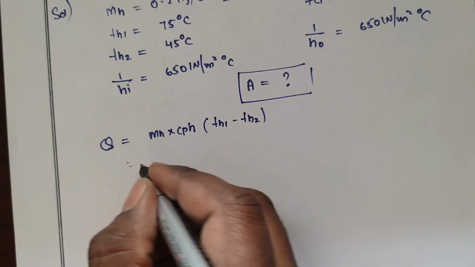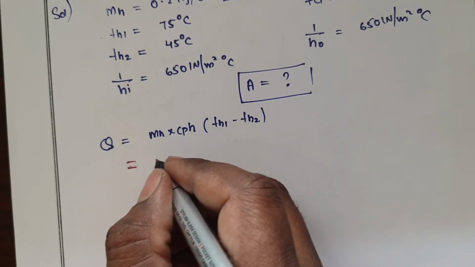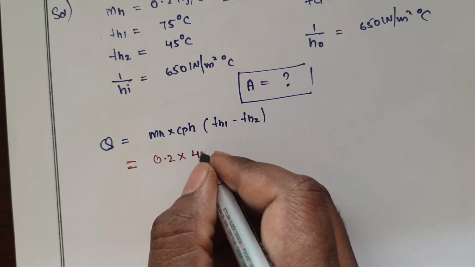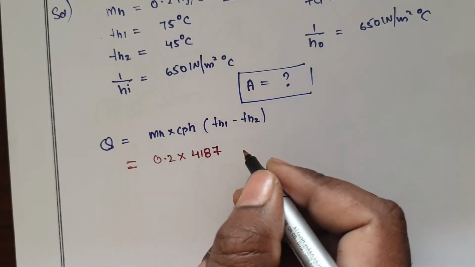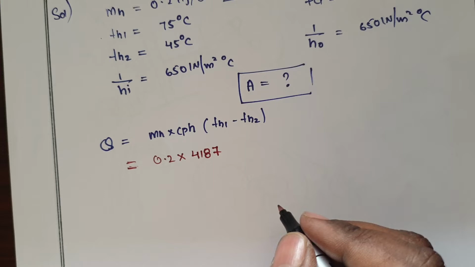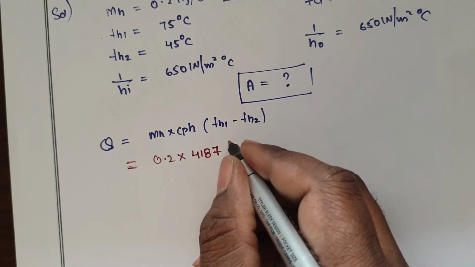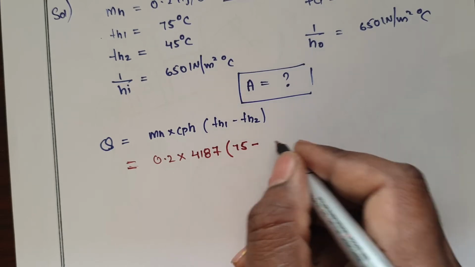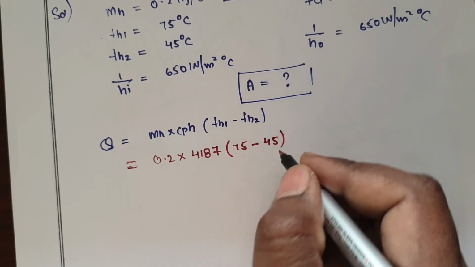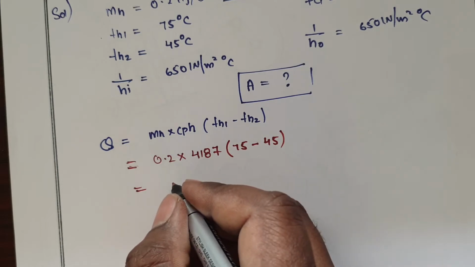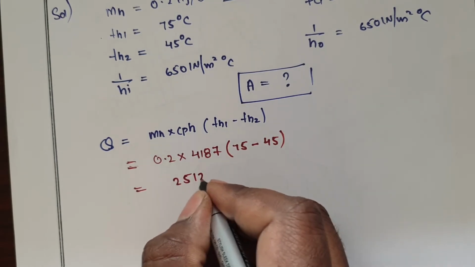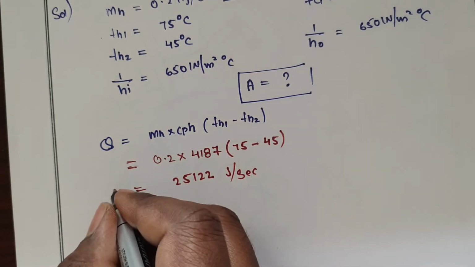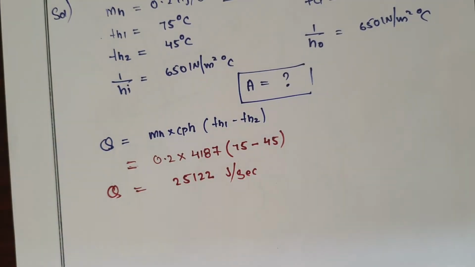You know the value of mass, which is 0.2. CPH is a constant, 4187. Then TH1 is equal to 75 and TH2 is equal to 45. If you solve this, you will get 25122 joules per second. Here you got the value of Q.